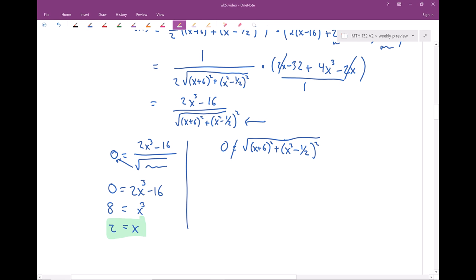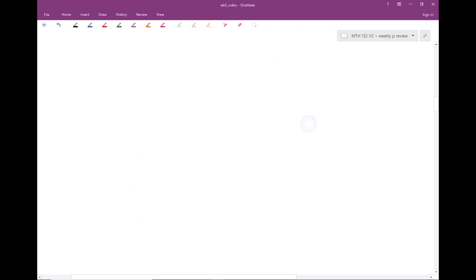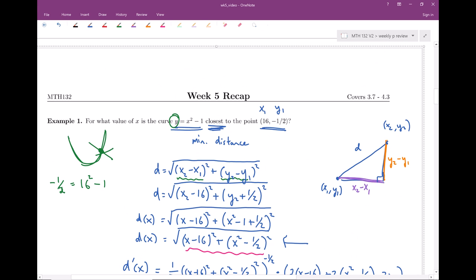Now, again, our goal was to figure out the x value where this is closest to the point. I have only shown that I found a critical point. And remember, critical points fall into one of 3 categories. They're either minimums, maximums, or they're just boring critical points, and they don't actually relate to a minimum or a maximum at all.